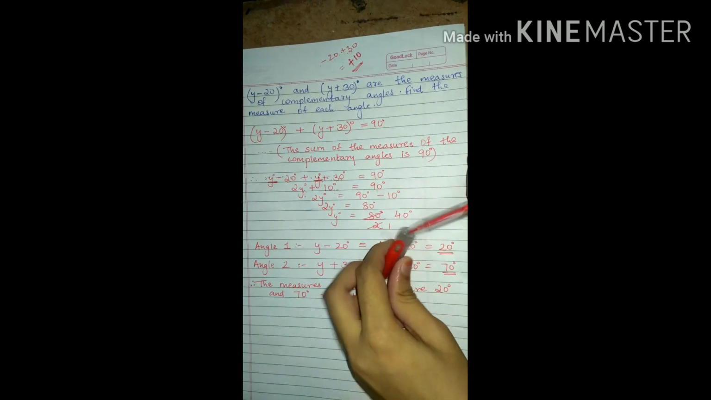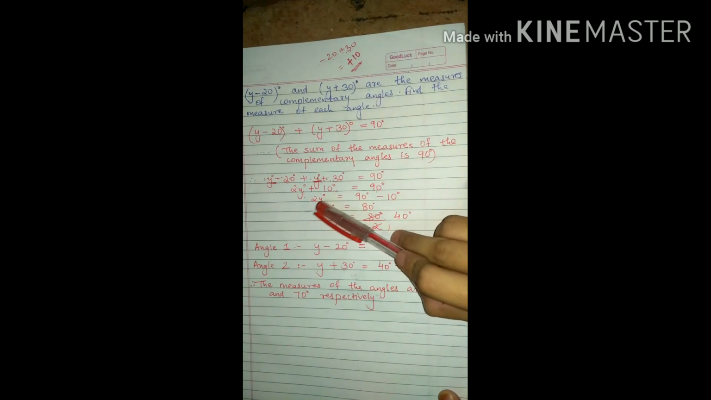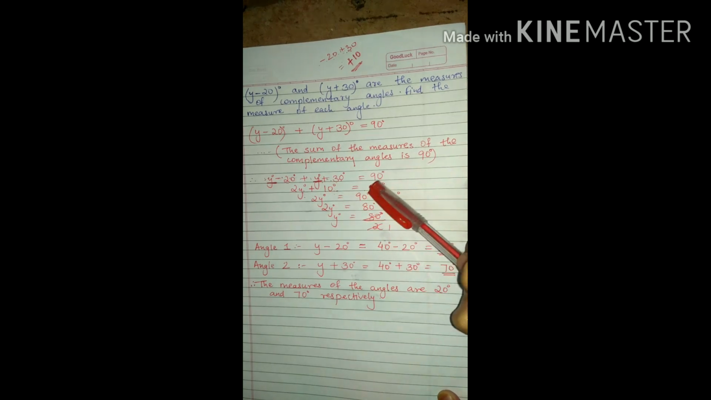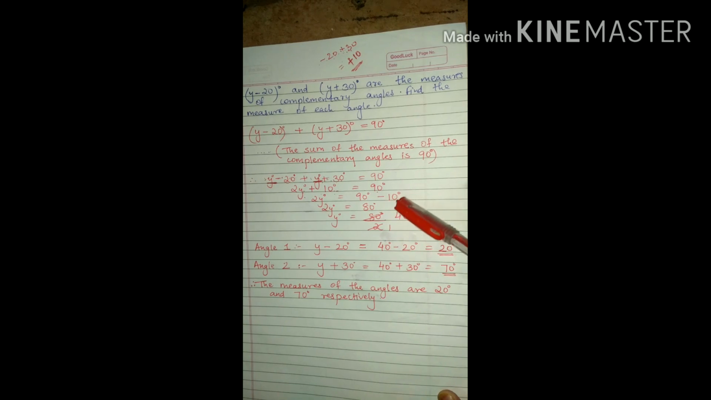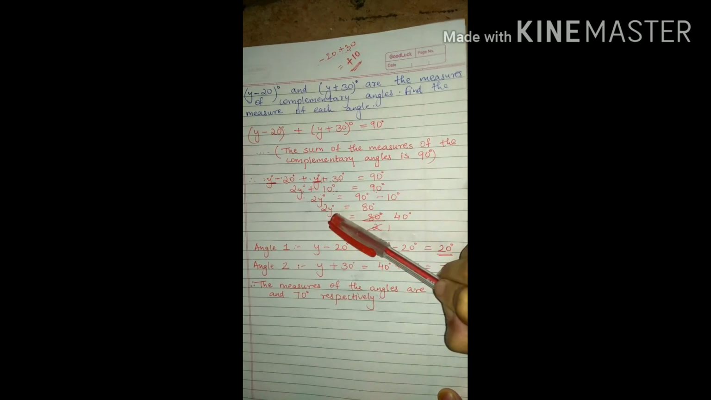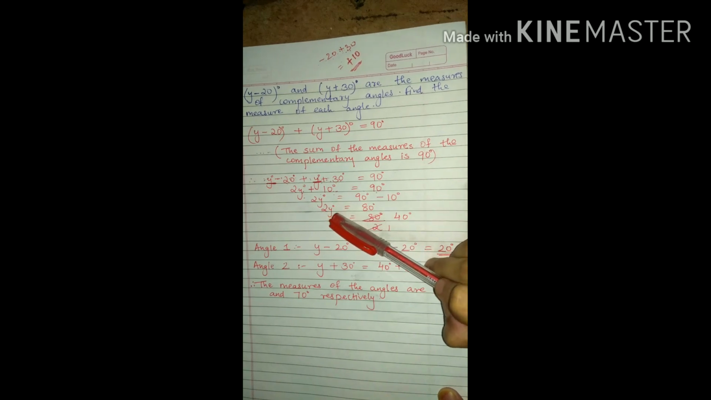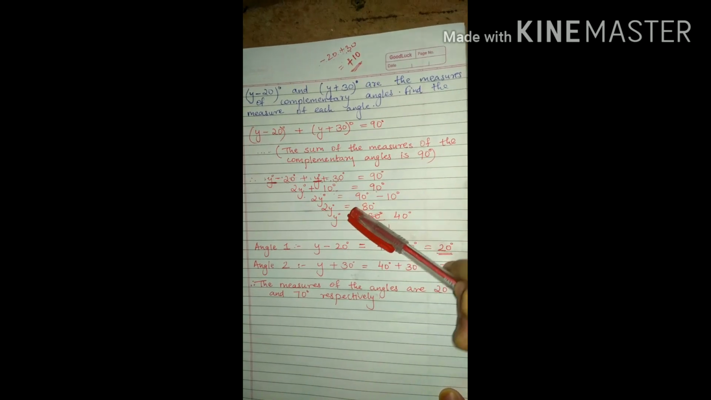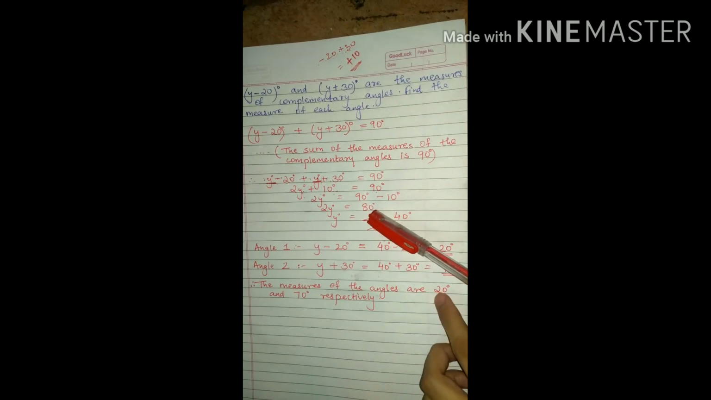90 degree. Then what? See, 2y we are keeping here only. 10 going to other side of equals to becomes what? Minus 10. See, then what? 2y, you have to show each step properly. 2y degree equals to 90 degree minus 10 is how much? 80 degree.